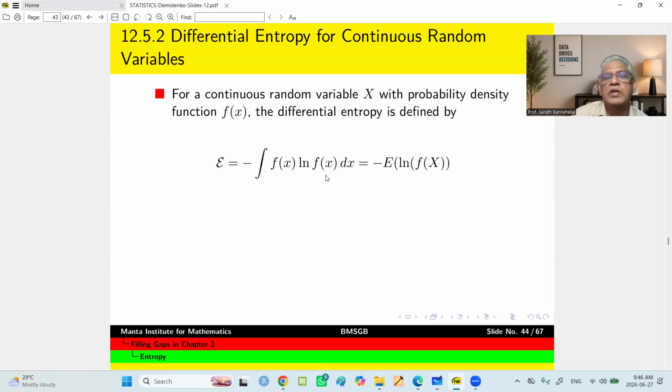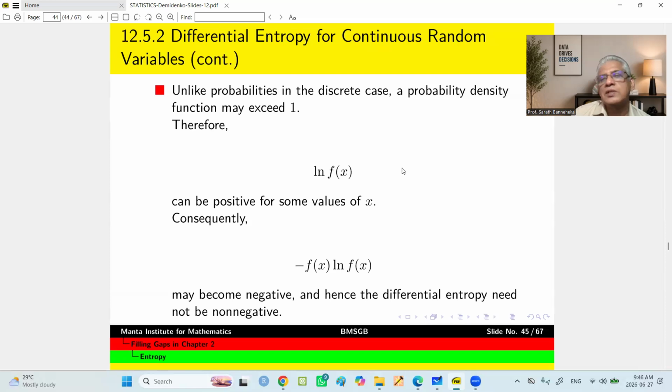Of course, we cannot apply the summation here, and we don't have a probability mass function in the continuous case. So it has to be defined in terms of the density, and otherwise it's very similar, right? Both entropies are the negative expected value of the log of the probability mass function, or the negative expected value of the log of the density function.